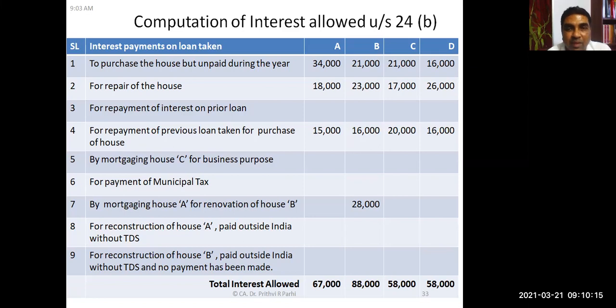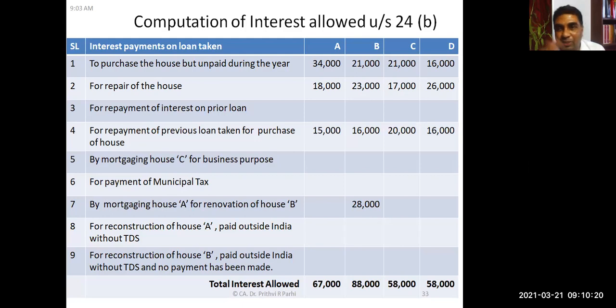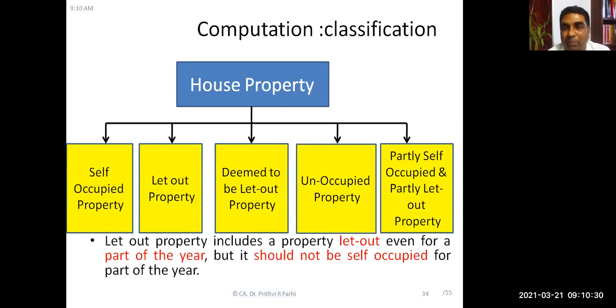Now friends, having understood this background, to compute annual value we are going to classify the house property into various categories. These are broadly 4 categories. Of course, one more category we have already discussed, but again we'll discuss, that is house property which is treated as stock in trade. That's a different thing. In that case, treatment will be different. Otherwise, we are going to classify the house property into these 5 categories.